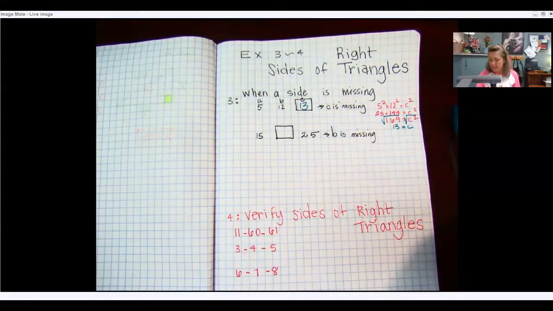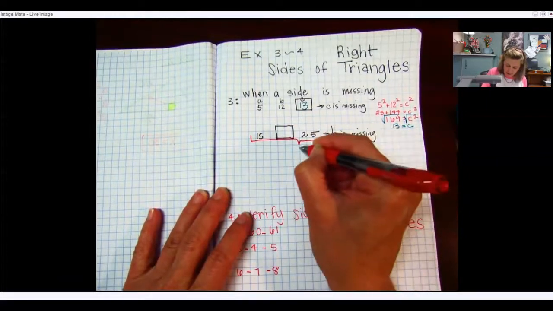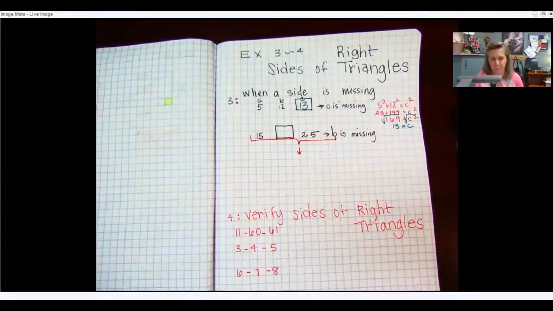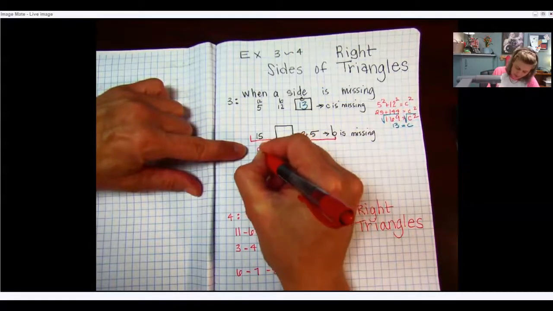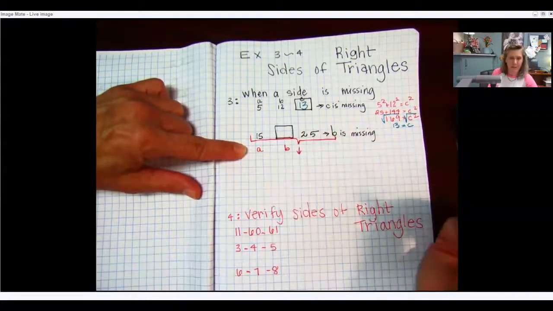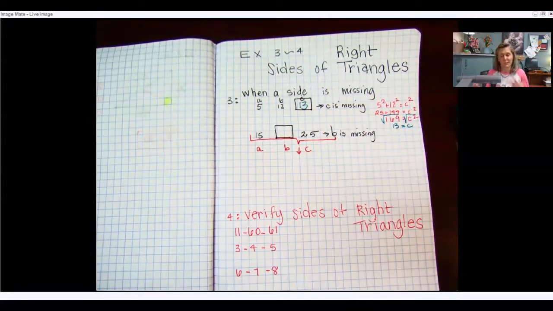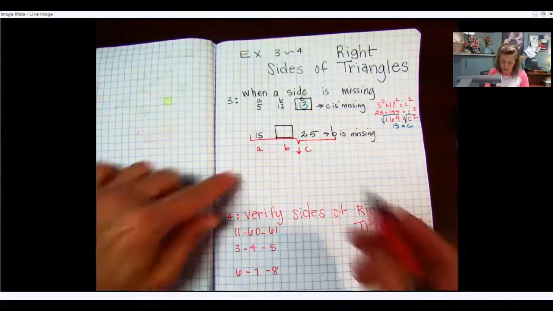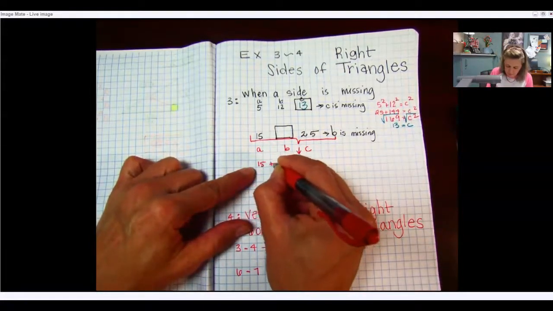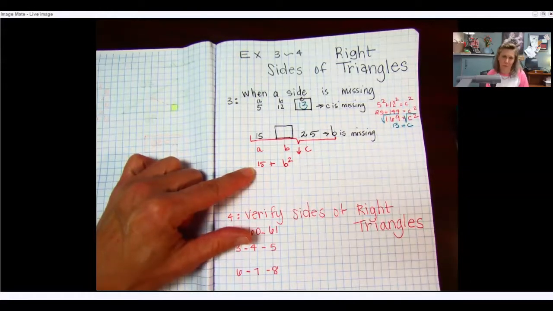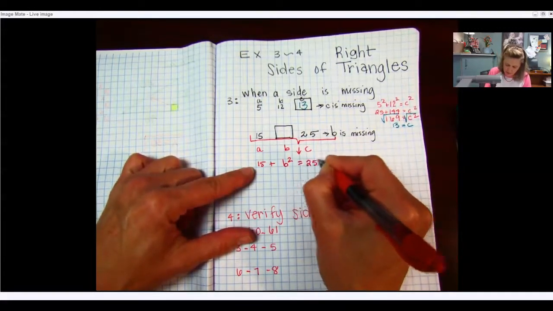Okay, let's talk about when B is missing. And for this example, I'm going to write underneath here just because I have a little bit more room. All right, so remember, this is my A value. I don't know what my B value is, but I know my C. So let's just plug in everything and clean up a little equation work here. So 15 squared plus B squared, because we don't know it. I'm going to draw my equal sign, and then I'm going to put 25 squared.